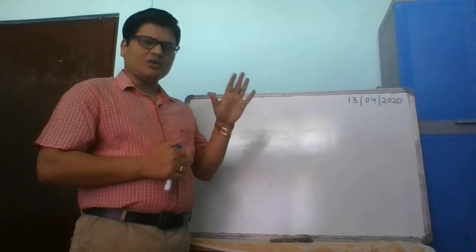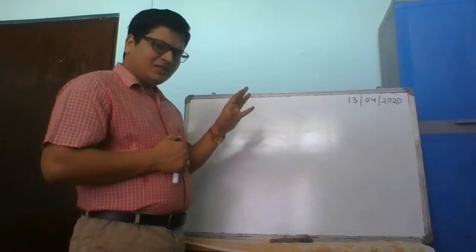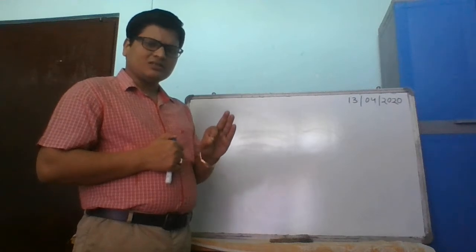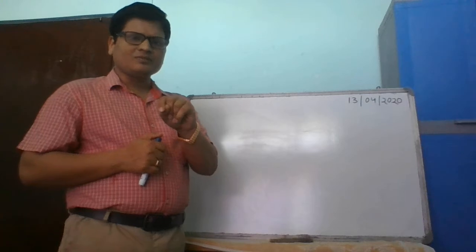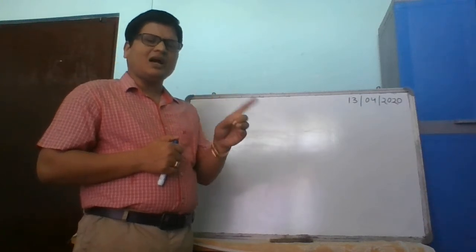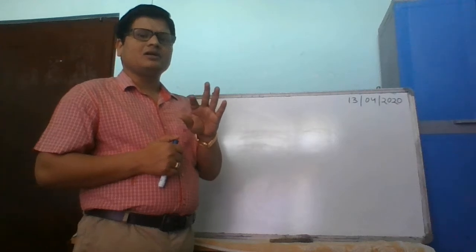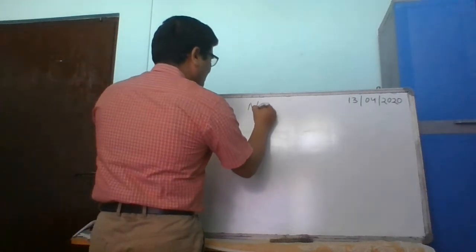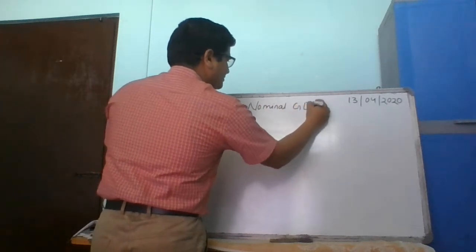Today, our topic is GDP at current year price, that means nominal GDP, and GDP at base year price, that means real GDP. Nominal GDP.